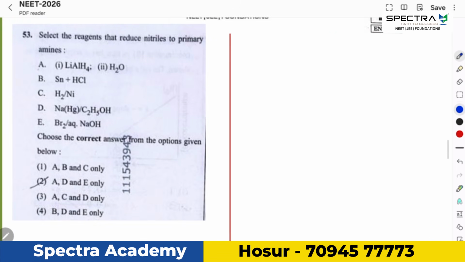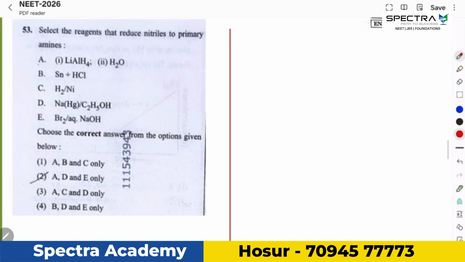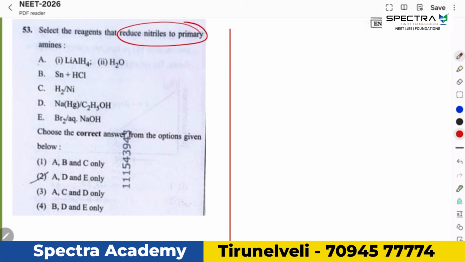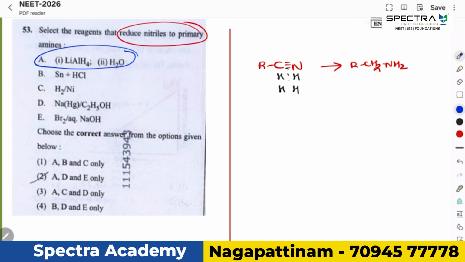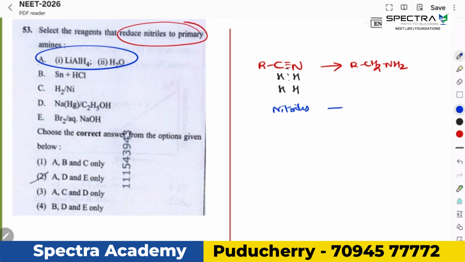Let's see question number 53. Question number 53, they are asking the question on nitriles. This is your nitrile. Nitriles are converted into primary amine. This is your question, RCH2NH2. Break this pi bond, hydrogen hydrogen add, break this pi bond, hydrogen hydrogen add. Which is the best reagent they are asking? So the best reagent, lithium aluminum hydride, converts nitriles into primary amine. Nitriles into primary amine, lithium aluminum hydride. So option 1 is possible.